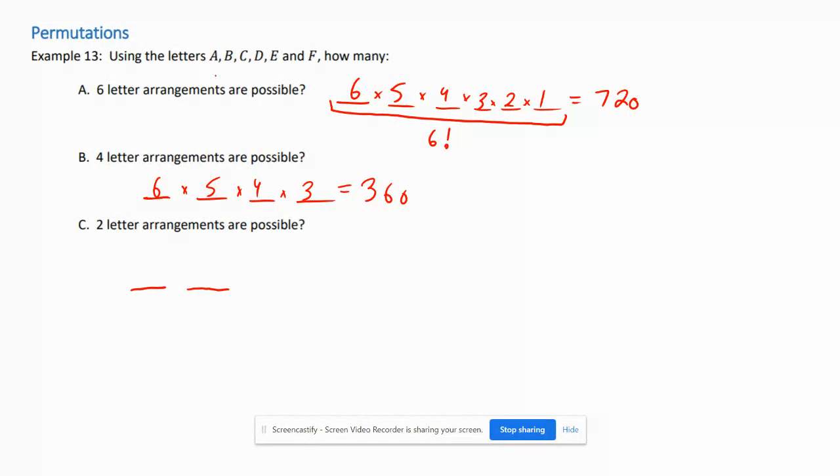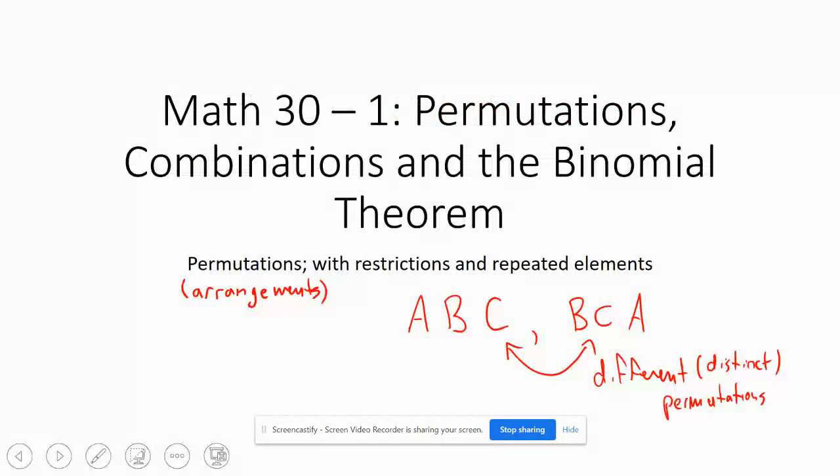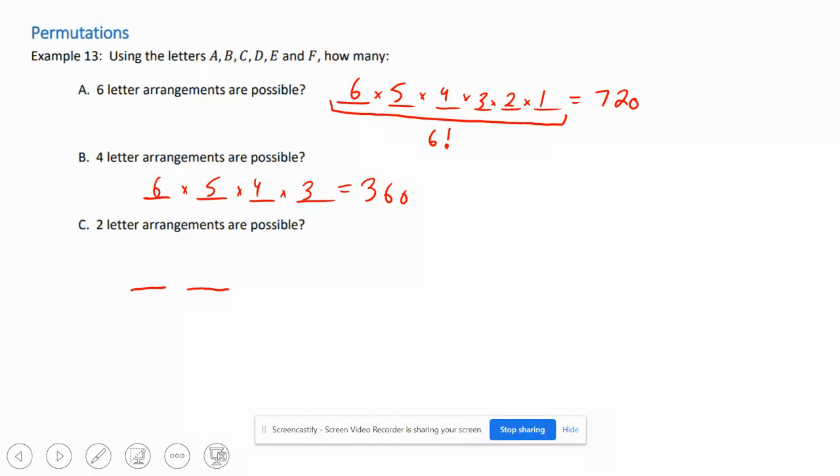For part c, how many 2-letter arrangements? Again, using A, B, C, D, E, and F, we have 6 letters to choose from. We have 6 options, and then we have 5 left over. 6 times 5 gives us 30.